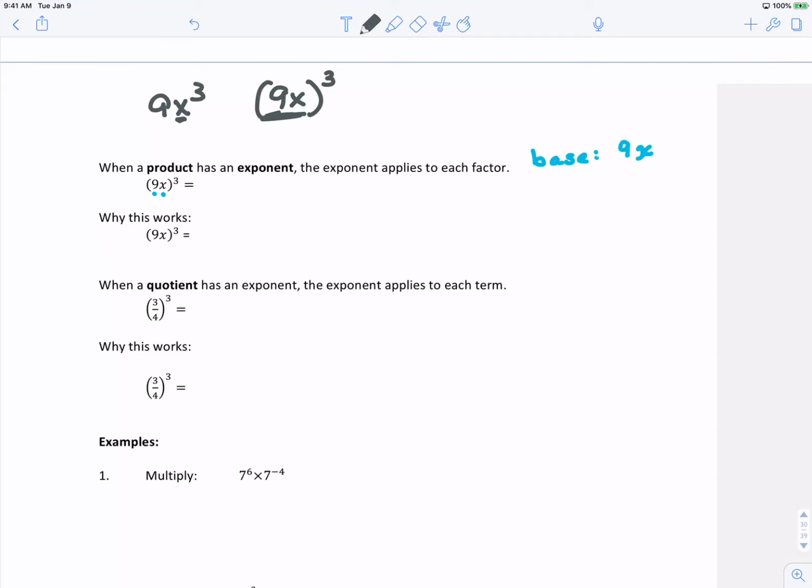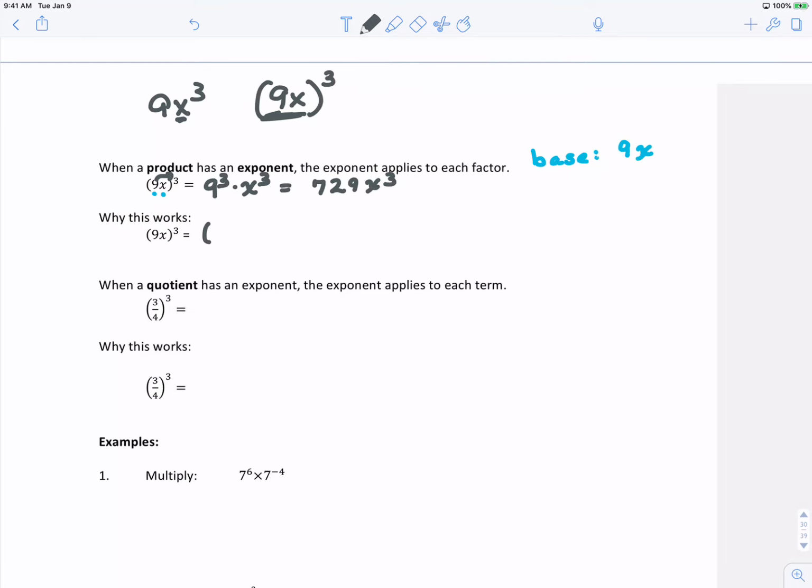So what we do for this is both parts get the exponent. 9 will get the exponent, and so will x. 9 to the third will be 729, and x to the third.